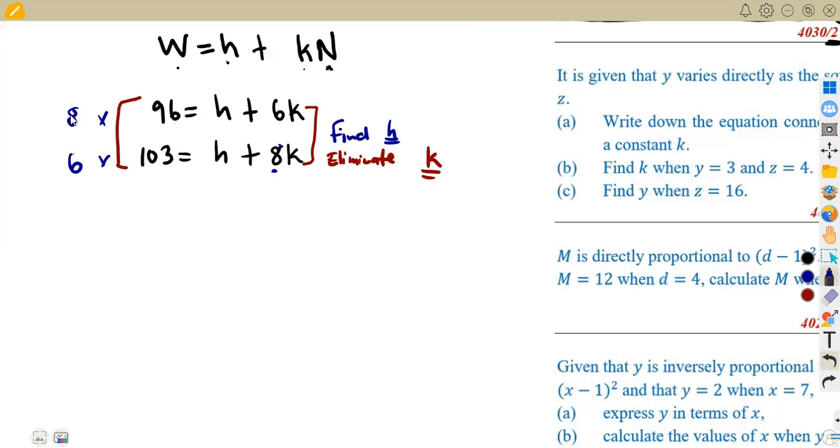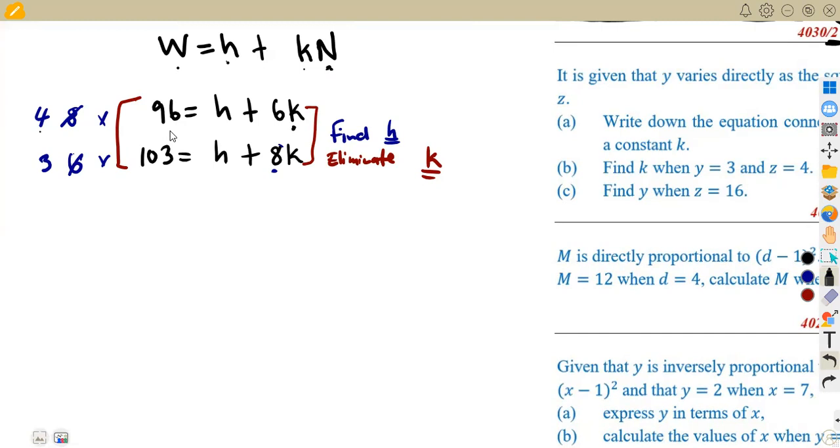But if we check 8 and 6, these 2 numbers can be reduced. If we reduce by 2, this is going to be 3, and this is going to be 4. So instead of multiplying by the bigger numbers 8 and 6, you can reduce them, and multiply by 4. We are now working with smaller values. So it's going to be 4 multiplying everything on top. We want to eliminate K, remember. So we multiply everything on the top equation by 4.